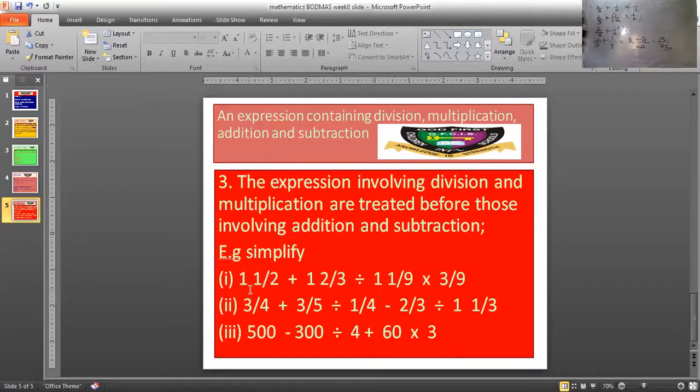Now let's take this example to further explain what I've said. So let's take example 1. That one says one whole number 1 over 2, plus one whole number 2 over 3, divided by one whole number 1 over 9, times 3 over 9. Let's see how that is done.